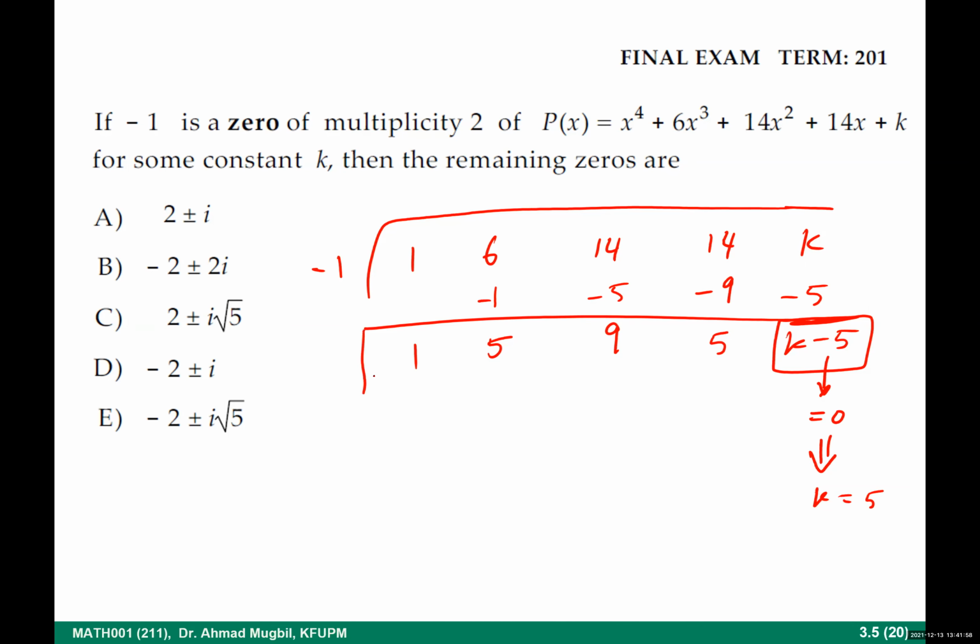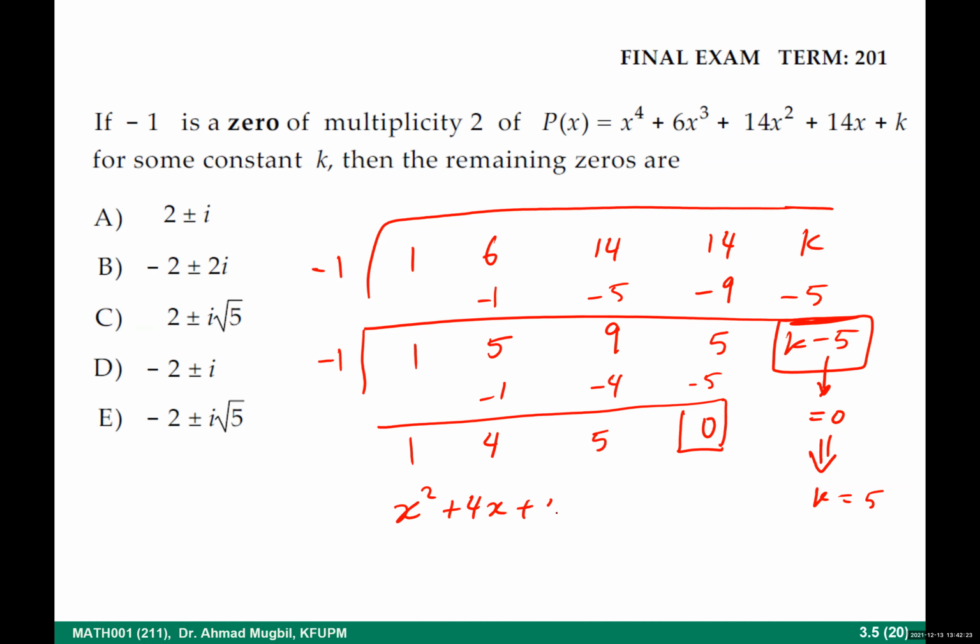It will disappear. Now we will divide by -1 again, because this will be a polynomial of degree 3. We are not able to factor it, so we will divide by -1 again. So it will be -1, 4, -4, 5, -5, 0 as expected. If you didn't get 0, you made a mistake. Now the remaining polynomial is what? x squared plus 4x plus 5. Can we factor it?